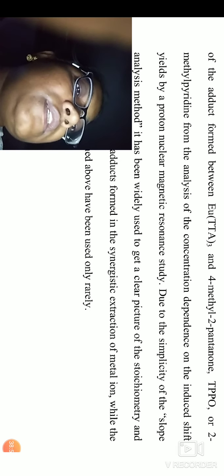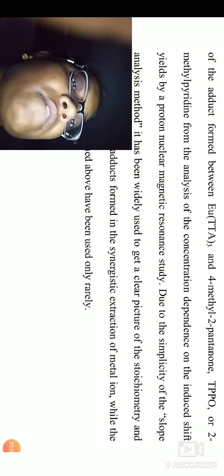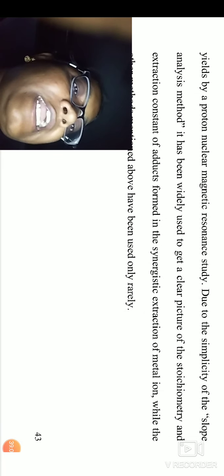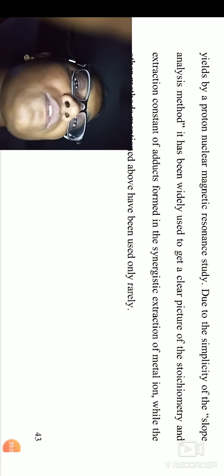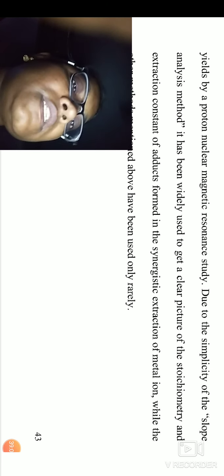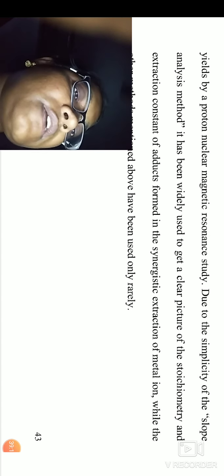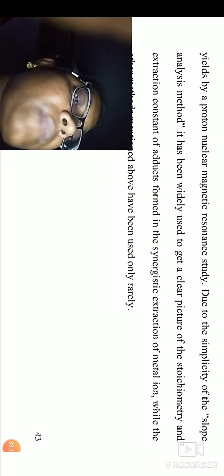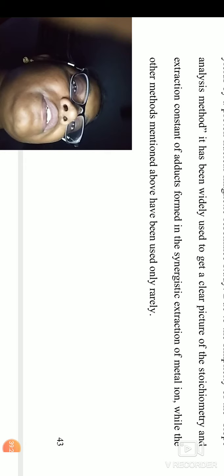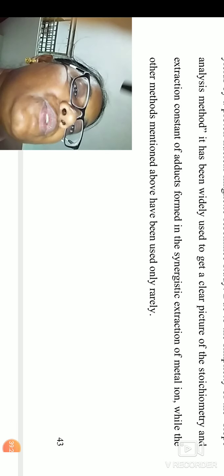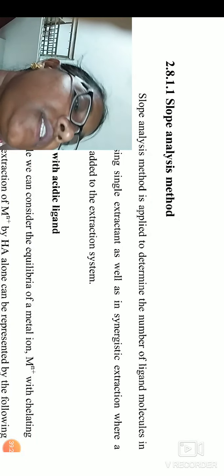Due to the simplicity of the slope analysis method, it has been widely used to get a clear picture of the stoichiometry and extraction constants of adducts formed in the synergistic extraction of the metal ion, while the other methods mentioned above have been used only rarely. Next one method is the slope analysis method.